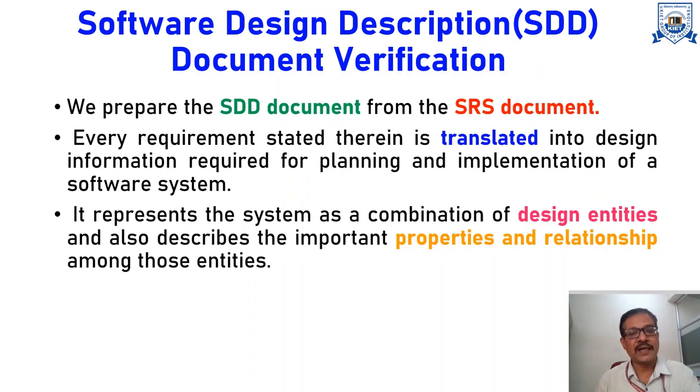We prepare the SDD document from the SRS document. This is the next phase of our software development lifecycle. Once the SRS is ready, you enter into the design phase where you are going to prepare certain design documents. Those are called software design description documents, or software design documents also you can say. Every requirement stated therein is translated into design information required for planning and implementation of a software system. It represents the system as a combination of design entities and also describes the important properties and relationships among those entities.